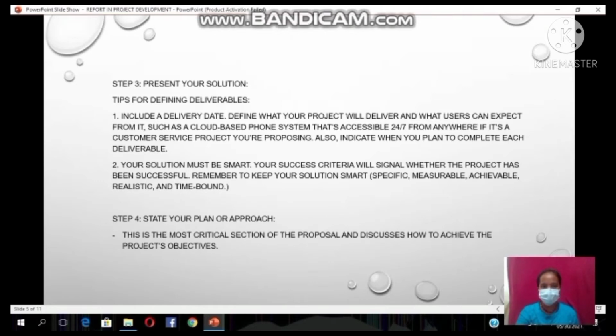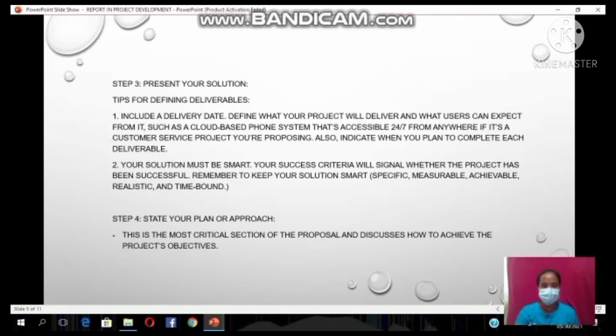Step 3. Tips for defining deliverables. Number 1. Include a delivery date. Define what your project will deliver and what users can expect from it, such as a cloud-based phone system that's accessible 24/7 from anywhere if it's a customer service project you're proposing. Also, indicate when you plan to complete each deliverable.